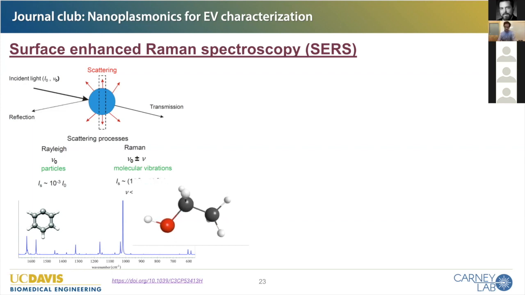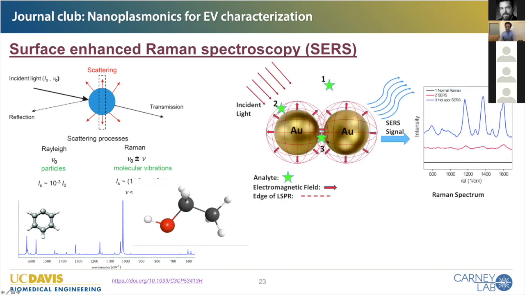But the problem is it's super weak. Only 1 in a million or even 10 million of the incoming photons get inelastically scattered. Fluorescence processes, on the other hand, are 15 orders of magnitude more likely. So Raman hasn't really caught on to be that clinically useful outside of a specific few areas because of how weak it is. But what happens now if you localize this Raman scattering analyte, your EV, your chemical, your ethanol, in between a gap mode plasmon of two gold particles? Well, you get crazy enhancements because of these electric fields.